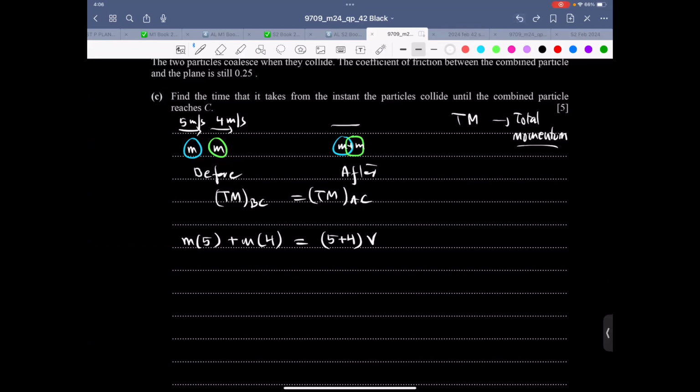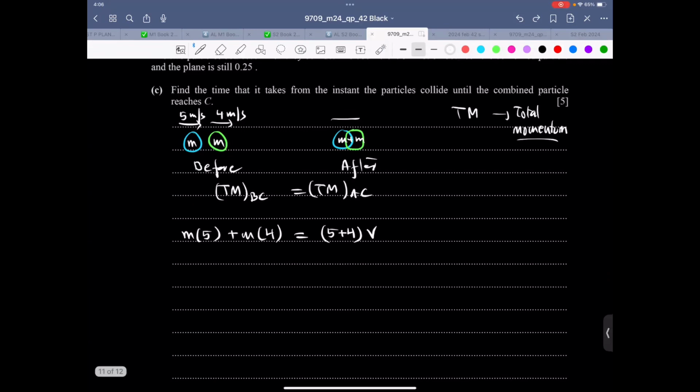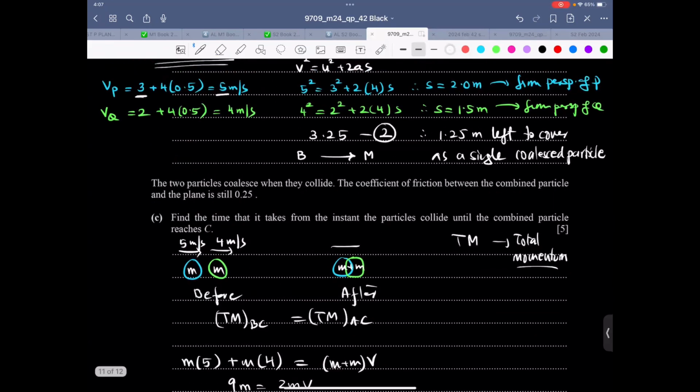So that is 9M. I think I made a mistake. Over here, this is 5 into M, 4 into M. No, that is not 9, that is 2. The 5 and the 4 were speeds. The masses are M plus M into V. So 9M is equal to 2MV, the M's cancel. Therefore, V comes out to be 4.5 meters per second. That is the velocity of the combined particle.